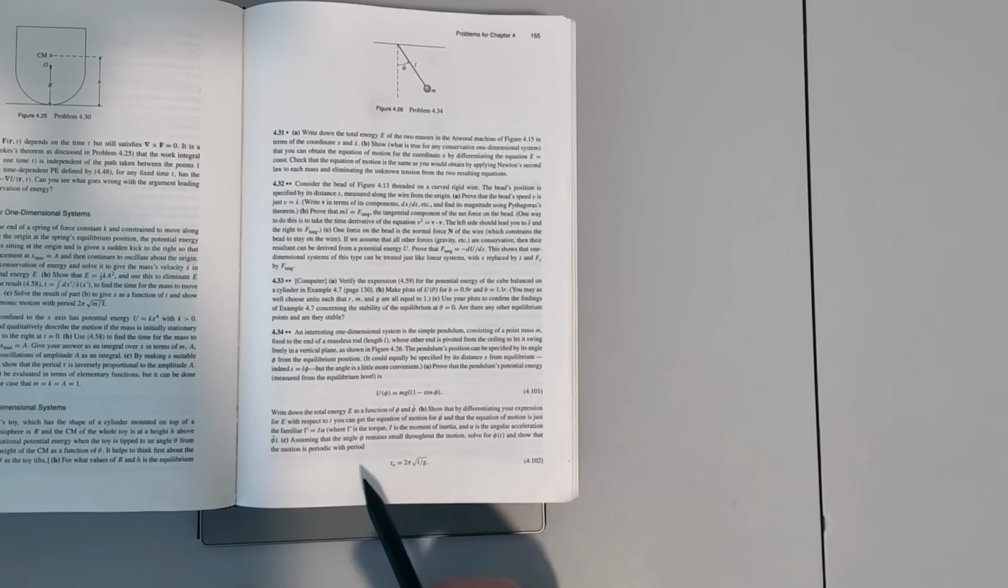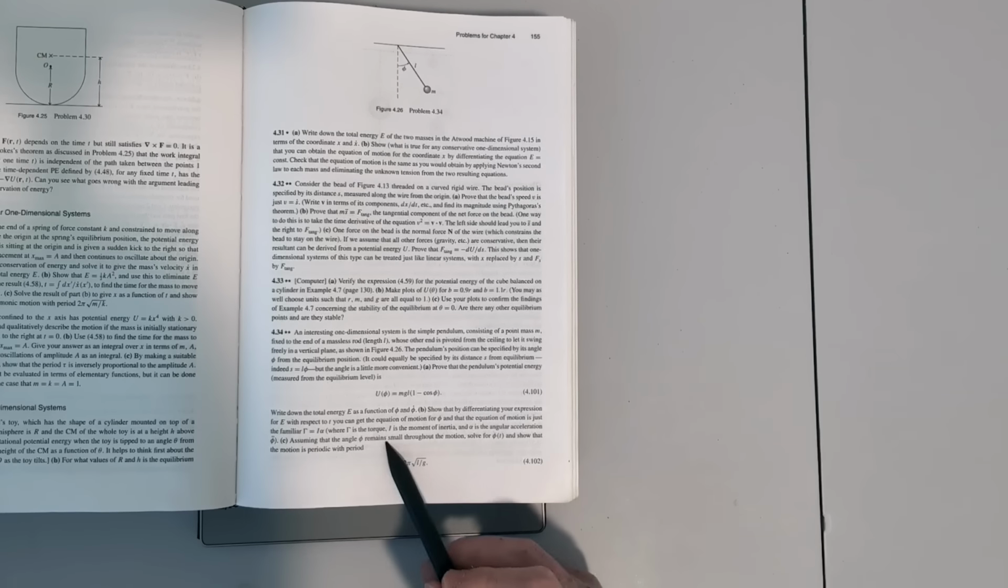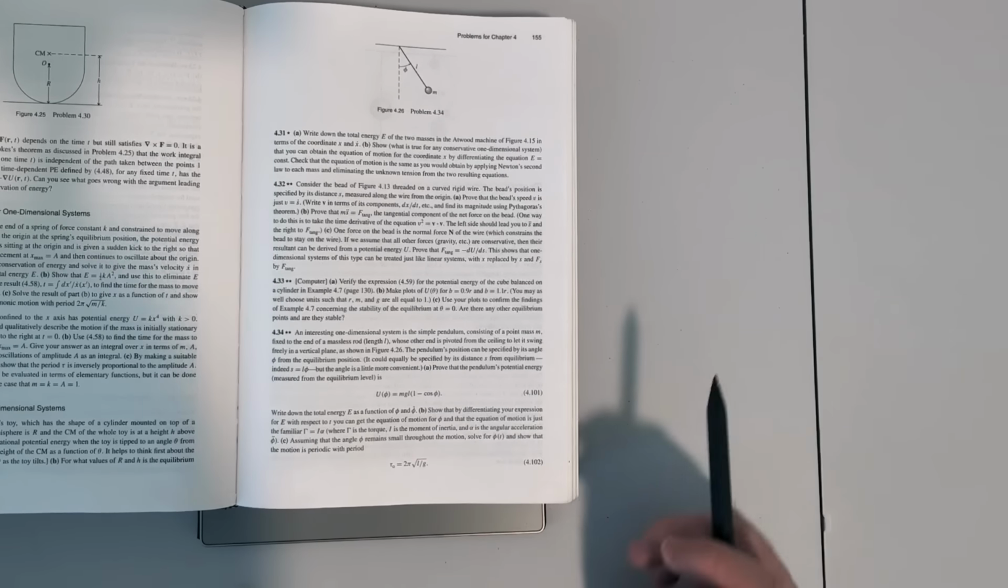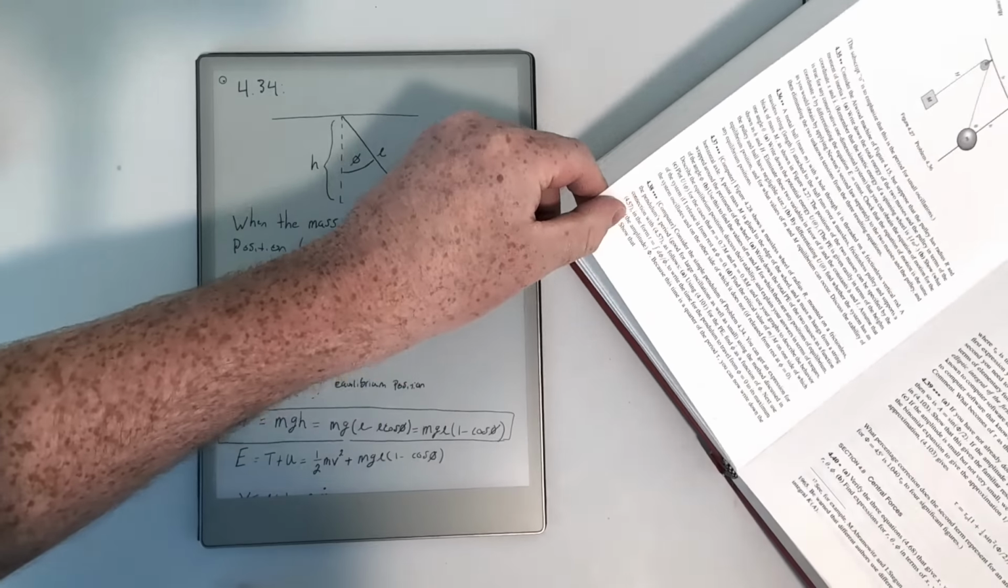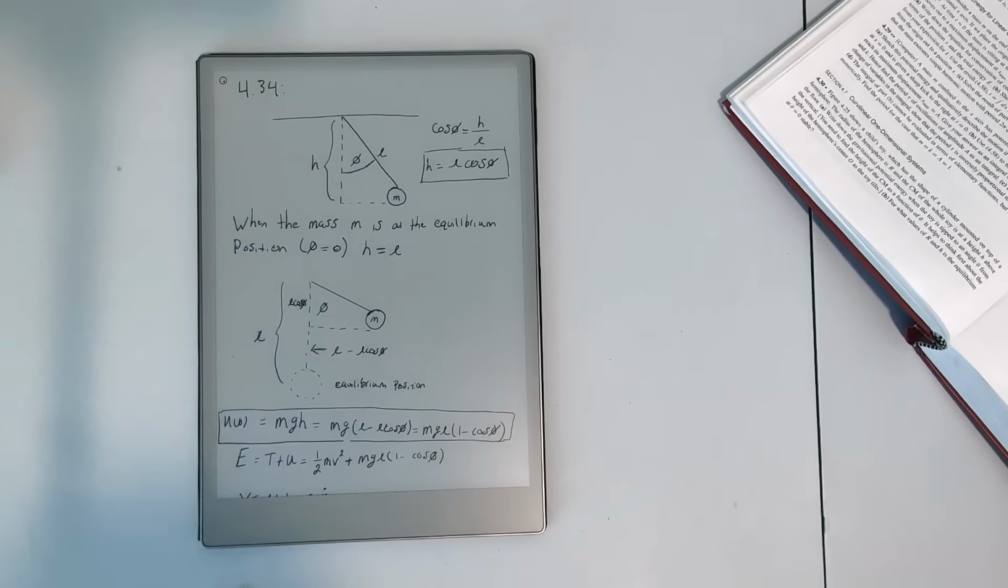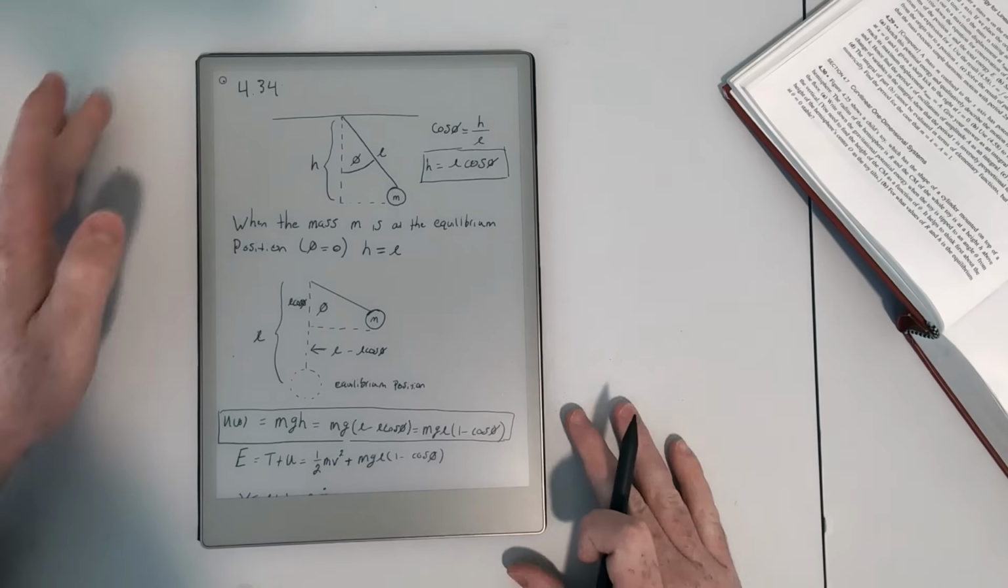Then, assuming that the angle remains small throughout the motion, we can solve for phi of t and show that the motion is periodic with a period of 2 pi times the square root of L over g. I think that's it. Yeah. So let's take a look at this problem.